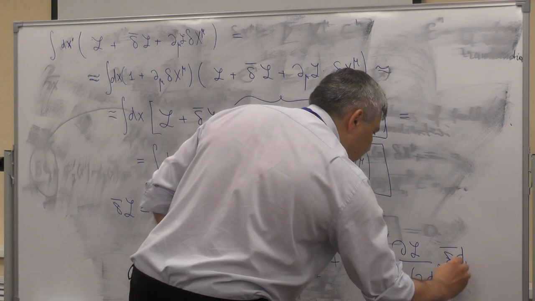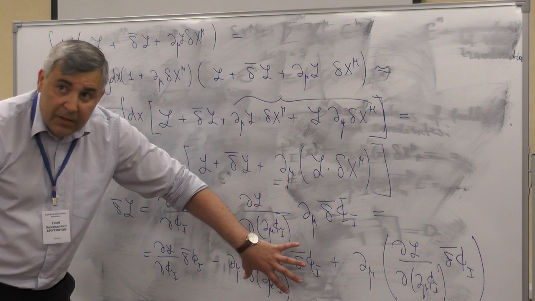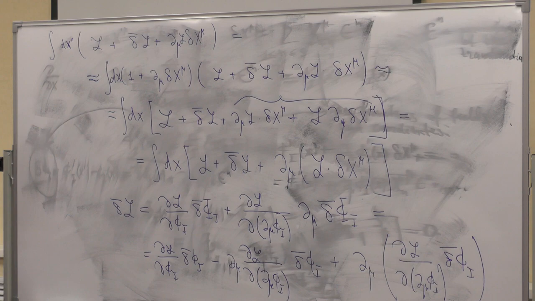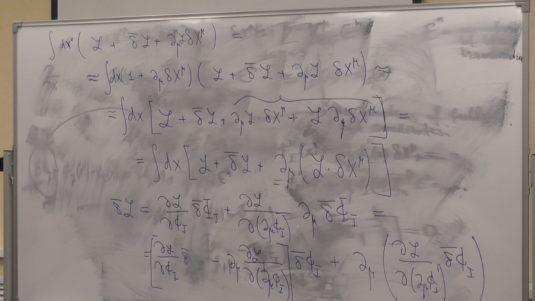You see, this is an identity. If you open up this derivative, then when the derivative acts on the first term here, it will cancel with this term, and then the derivative acting on the second term on delta bar phi I gives me an expression which I already have. So this is just an identical transformation. But in fact, here you see that this delta bar phi I is a common factor for these two terms and can be taken out of the brackets. I can write the expression in this way.